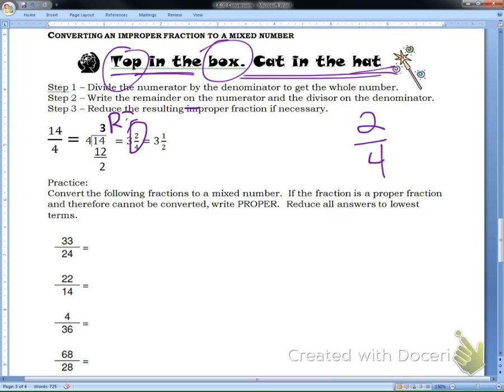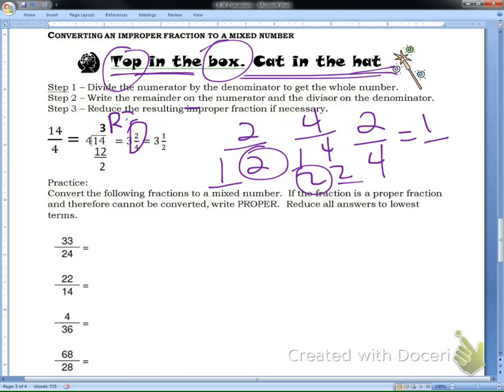Well, the greatest common factor: the factors of 2 are 1 and 2. The factors of 4 are 1 and 4, and 2 and 2. That means the greatest common factor is 2, and it will reduce to 1/2. Therefore, our answer can be written as 3 1/2. We had to reduce that fractional part.